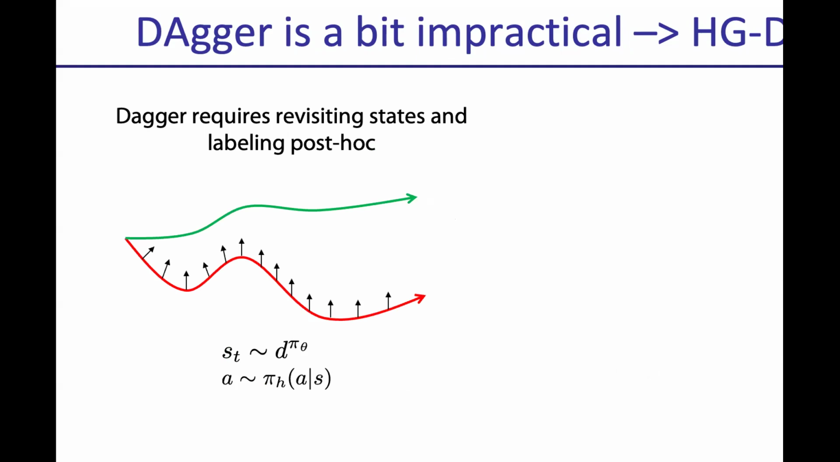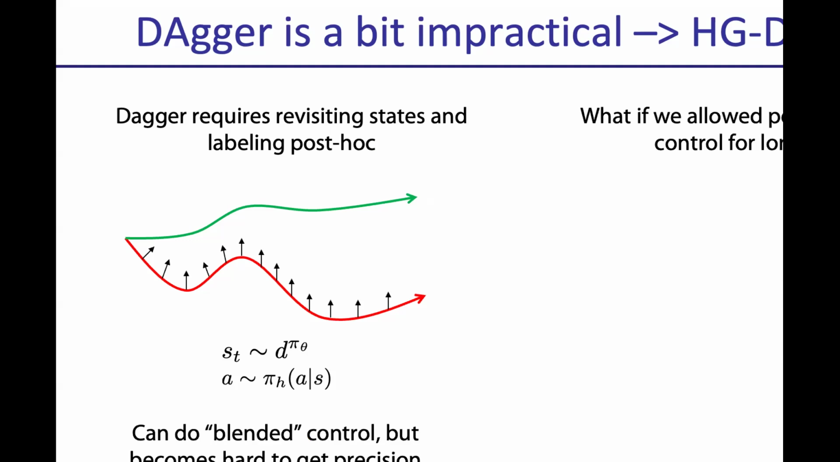And so you can denote this as saying s_d comes from d pi theta. It's the distribution under your learner. And then you label a from pi h, where pi h is the distribution of your expert, right? And so the idea of HG Dagger was that instead of going after the fact and labeling things, what if you just allowed people to take over, right? Let's say there's a point after which a human is like, well, this is definitely not going right. Let me take over.